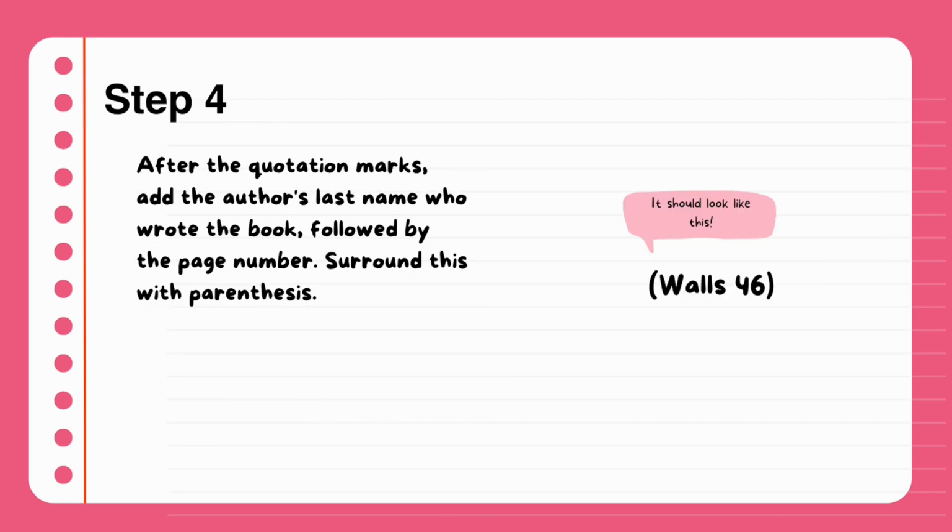After that, step 4, after those quotation marks, we want to make sure that we're giving credit to whoever wrote the text that we're using. So for example, if we're reading a book by someone with the last name Walls, after the quotation marks, we would put Walls and then the page number you found it on. So we can see this example here, Walls 46. And we want to make sure we surround that by parentheses. Walls is the author's last name, and 46 is the page number.